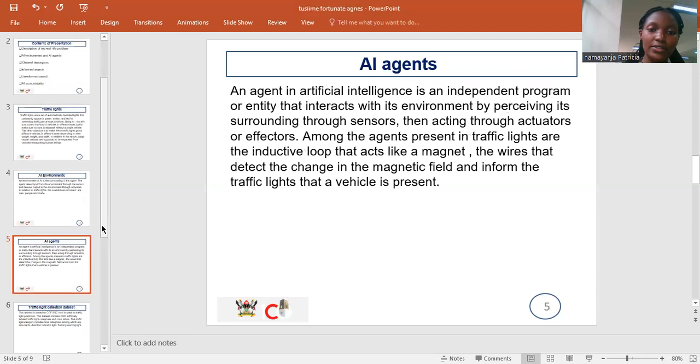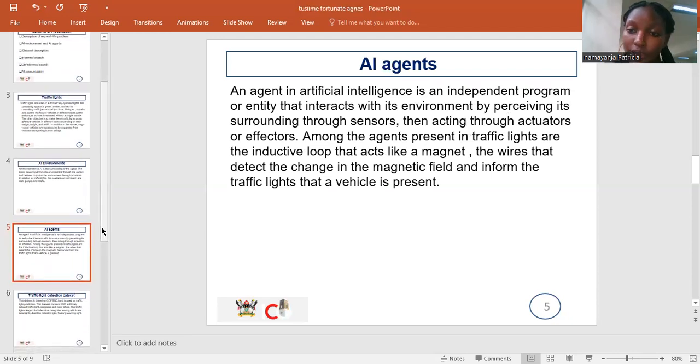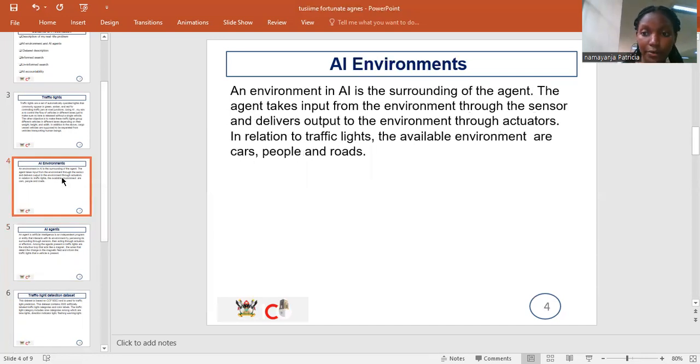Yes, we have agents like I told you, and an agent in artificial intelligence is an independent program or entity that interacts with its environment by perceiving its surrounding through sensors, then acting through actuators or effectors. For example, in my project of traffic lights, in my environment we had things like people, cars, and the road itself.